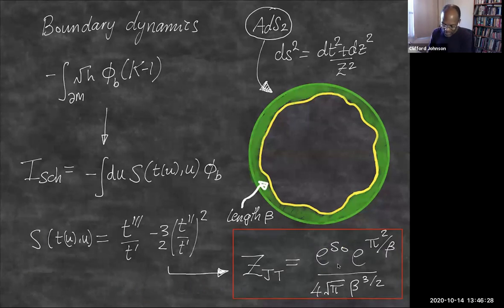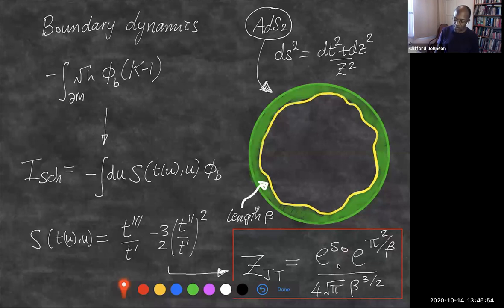So let me point to a couple of features. An important feature here is that, well, there's the beta dependence first of all. Very importantly, I have e to the S naught here. E to the S naught is coming from the fact that I'm essentially on a disk topology.